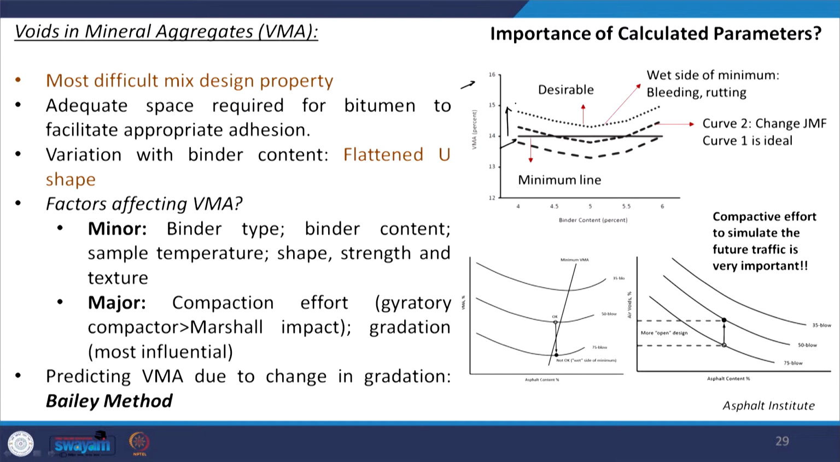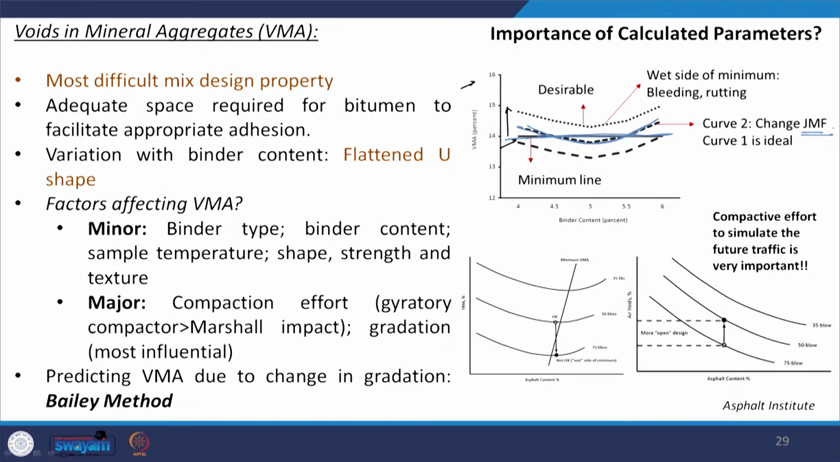So, we have to choose a mix which is above this line. Let us say you have a VMA curve which looks like the second curve here, and this is the minimum VMA line. You see some portion of the VMA curve is above the line and some portion is below the minimum VMA line. If you get this curve, this means that you have to change the job mix formula.